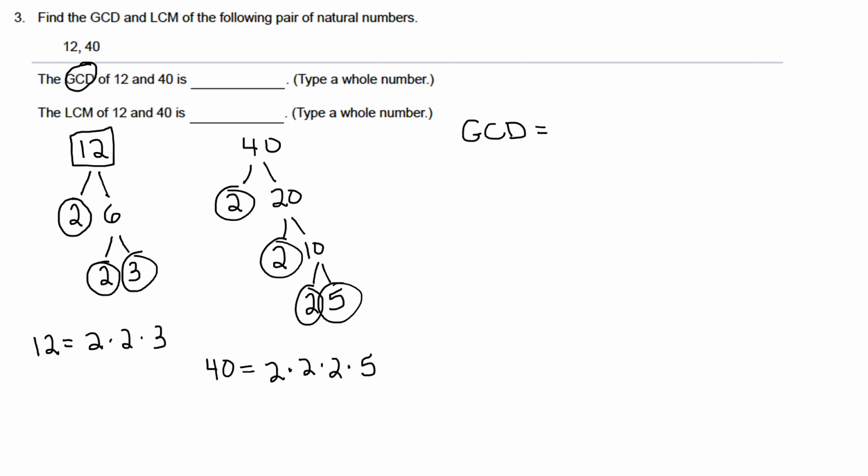To find the GCD, we want to write down all the factors that they have in common. Again, we want to write down all the factors that they have in common. So let's look at the factors of 12. The first factor is a 2. If we look at 40, there's also a factor of 2. So they have a 2 in common. So we can write down a 2.